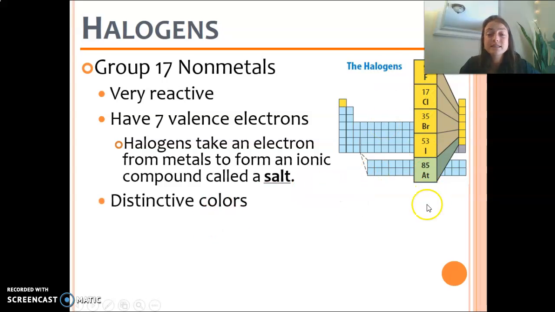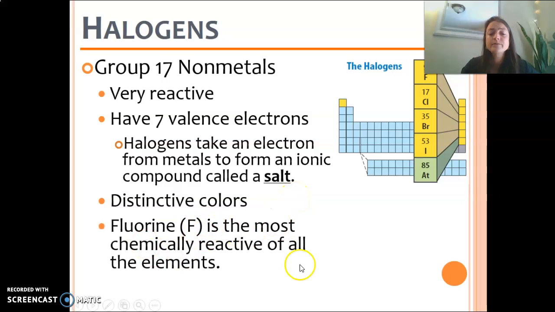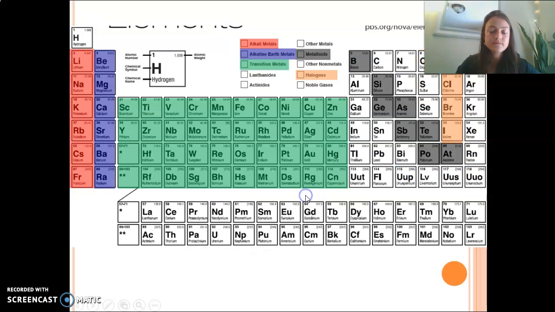These halogens are going to have really distinctive colors, which can help you tell them apart from other things. And the most chemically reactive of all the elements is actually going to be your halogen in period 1. So period goes across and group goes down. So your halogen in period 1 is fluorine, and that's going to be the most reactive of any element. So that's where our halogens are located.